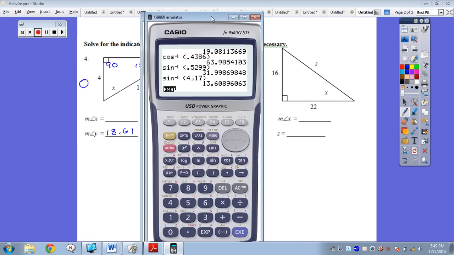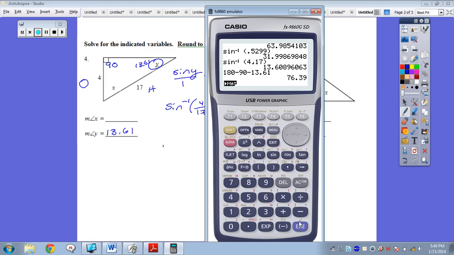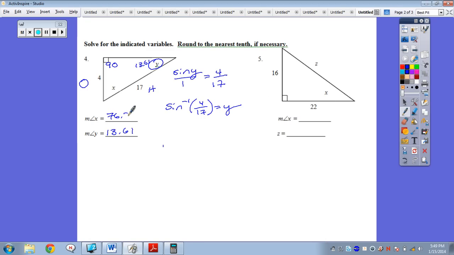to 180 degrees. So you've got 180, take away 90, take away the second angle, 13.61, and that leaves us with the measure of angle x is 76.39 degrees. So now we figured out all the variables in that triangle.